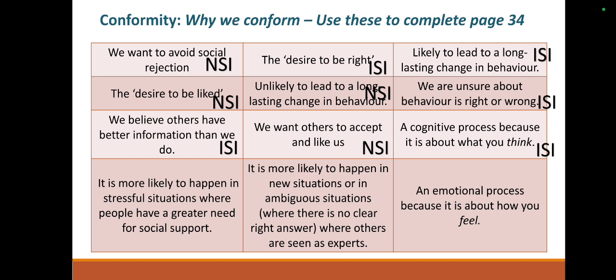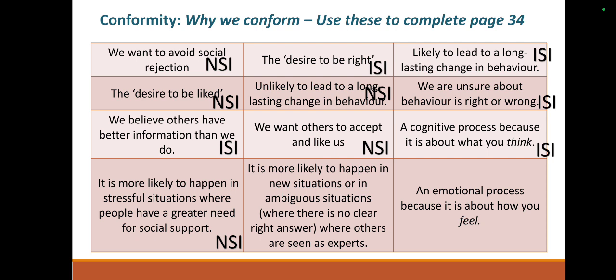The one underneath it, I'll give it away to you straight away, is normative. So informational is thinking, normative is just feeling. It's about avoiding rejection and about feeling emotionally stable in a group of people. So bottom left-hand corner, is more likely to happen in a stressful situation where people have a greater need for social support is normative. So normative social influence tends to occur in peer pressure situations. And then lastly, more likely to happen in ambiguous situations like I was describing before.